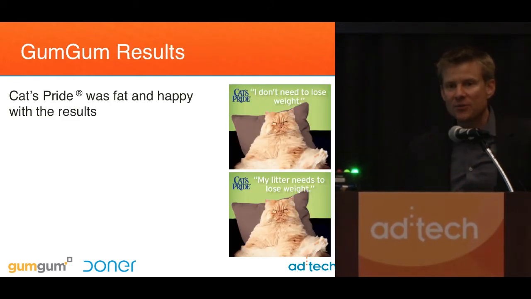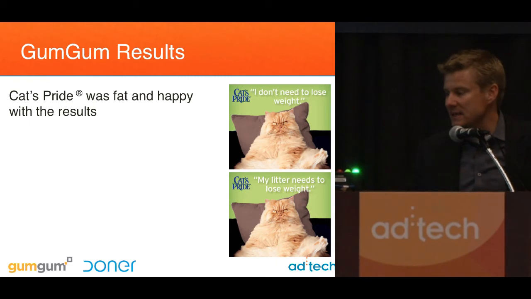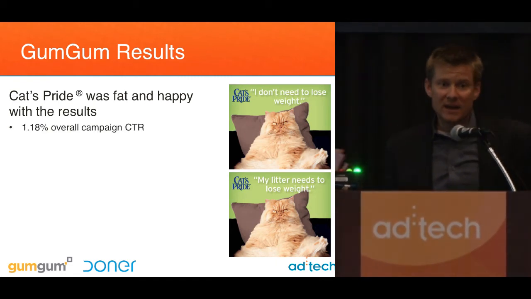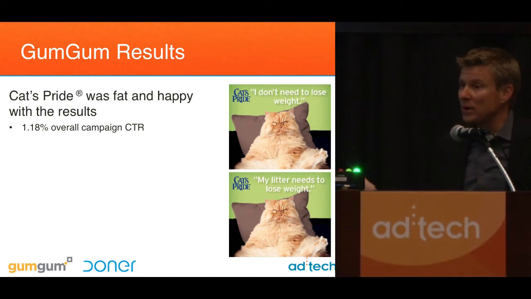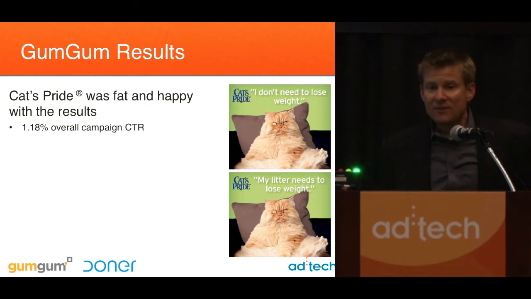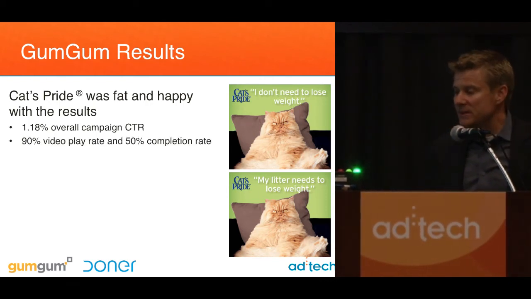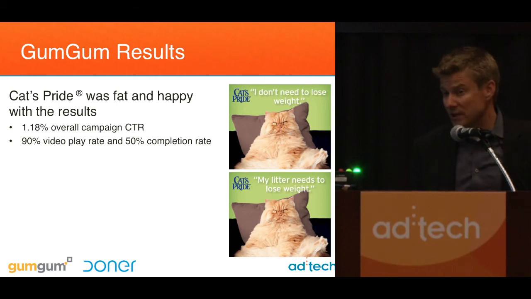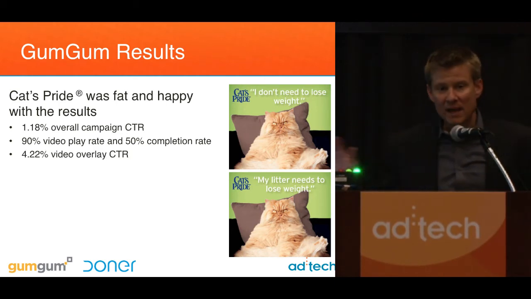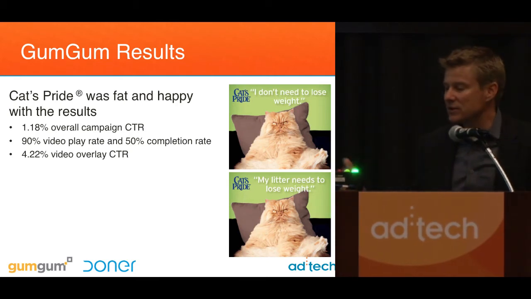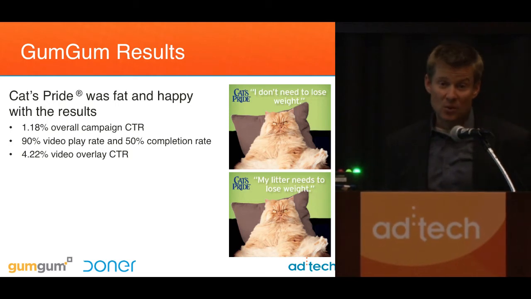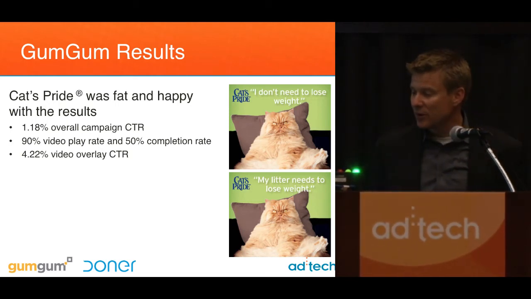We typically see 0.3 to 0.5% CTRs on in-image campaigns, and with the Cat's Pride campaign, it was 3 times that amount at a 1.18% CTR for the entire campaign. And that video that you saw had a 90% play rate and a 50% completion rate. And then the video CTR, those links from that overlay to the social media sites and the official site, was 4.22%, which is also about 3 times what we normally see across the GumGum platform.